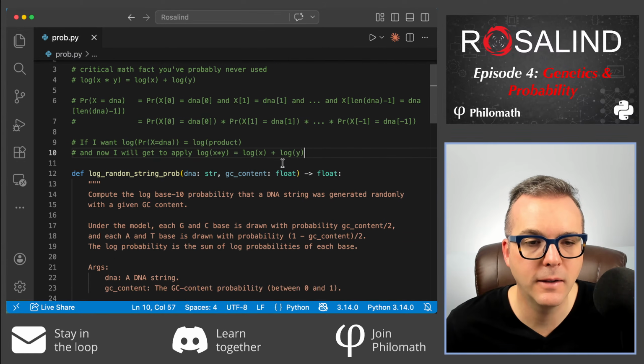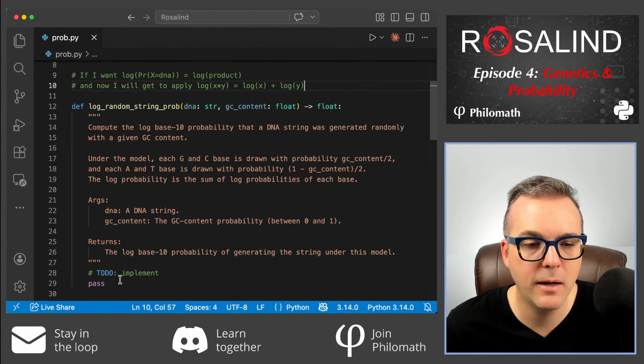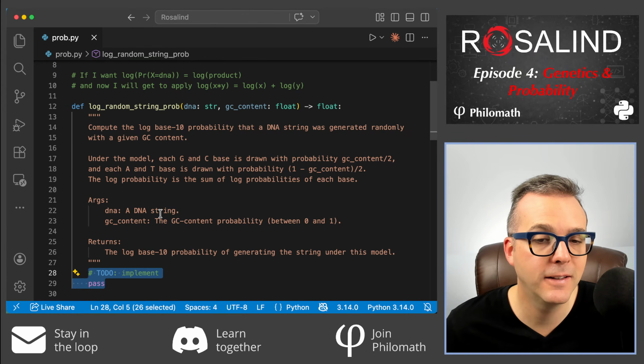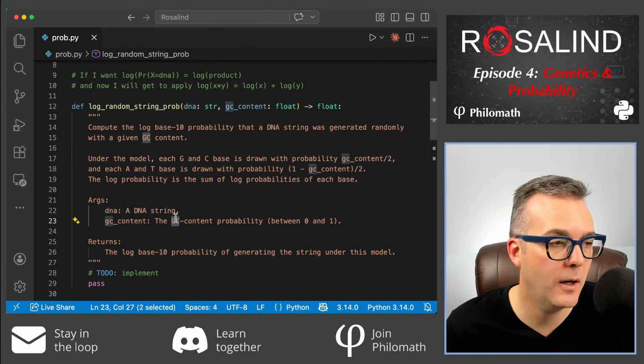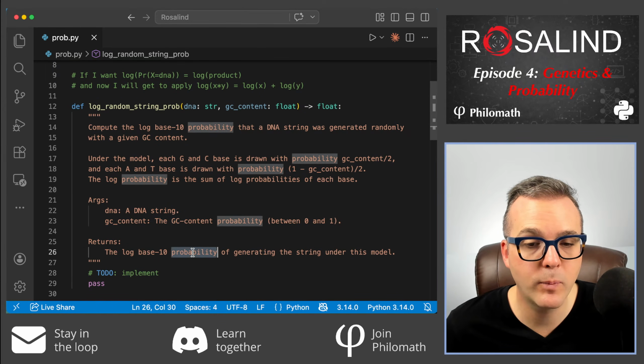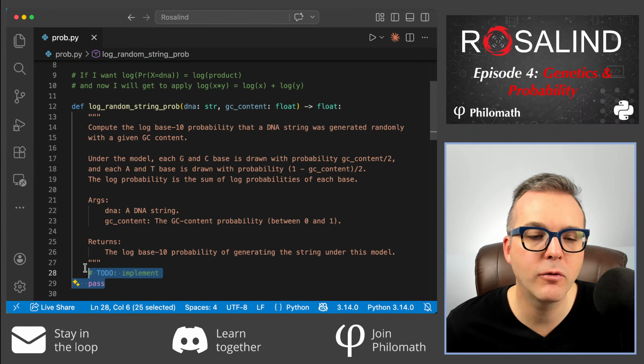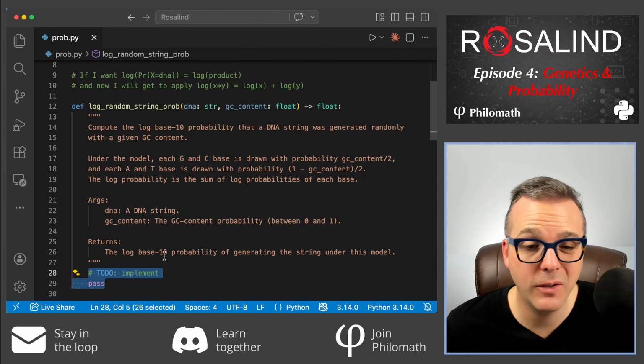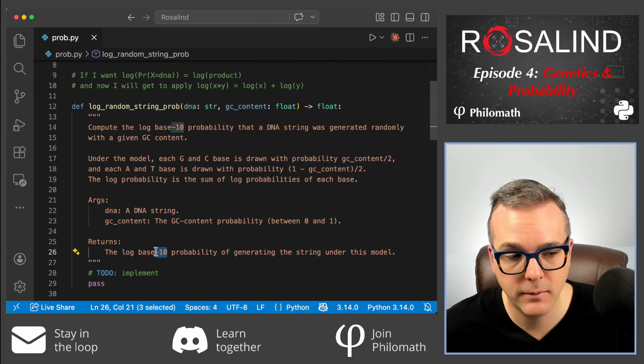That's nice because now I get to come and write my function that takes a DNA string as input and the GC content I care about, and it's going to return this probability of generating the string. After I take a logarithm, it doesn't matter what base I use. I'm going to use the logarithm base 10.